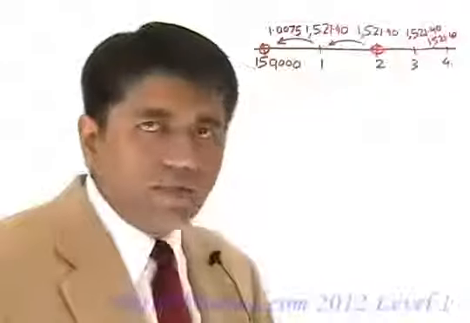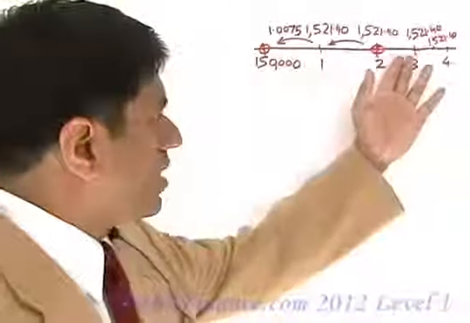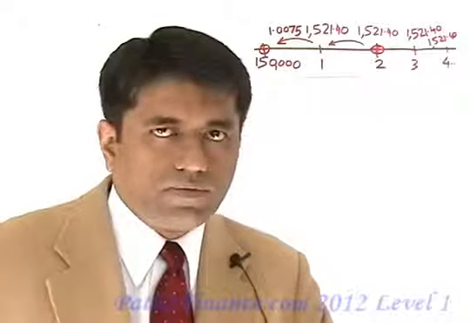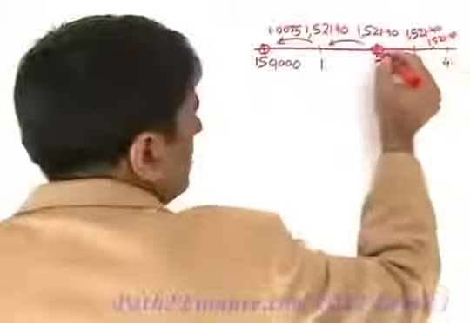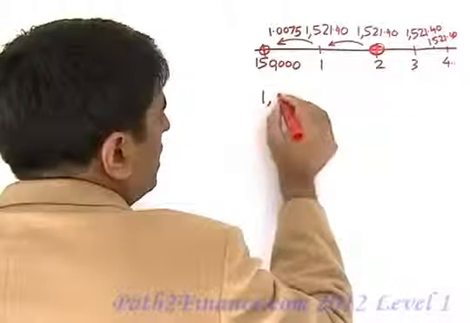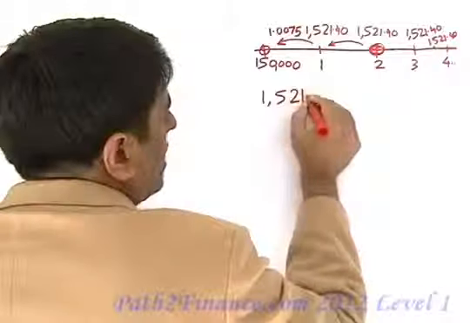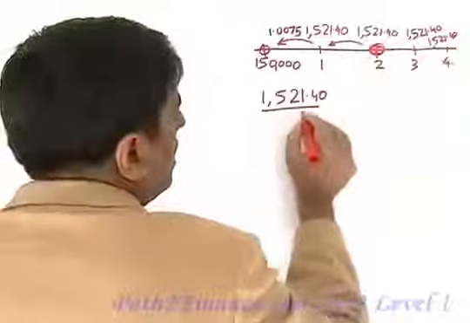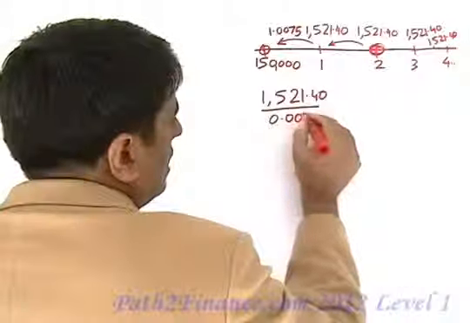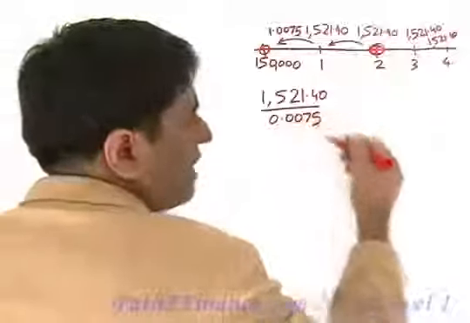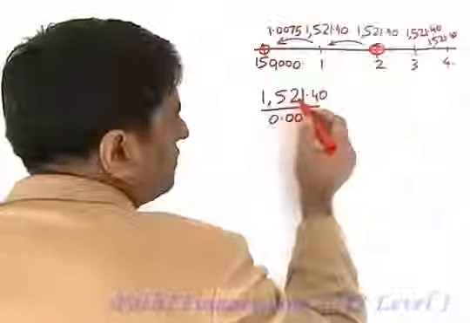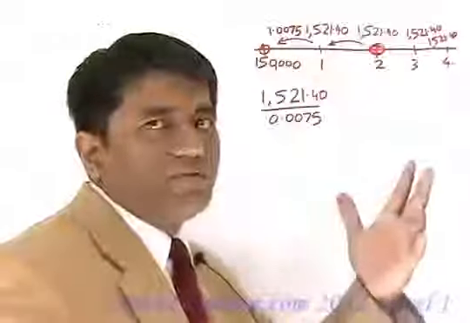So the bank will say, well, you want to get out of these repayments, then pay us the present value of these repayments. So what is the value of these repayments at this point in time? Well, it is an annuity of 1521.40 divided by 0.0075 to get the value of the annuity. So it's an annuity of 1521.40 for 178 periods.